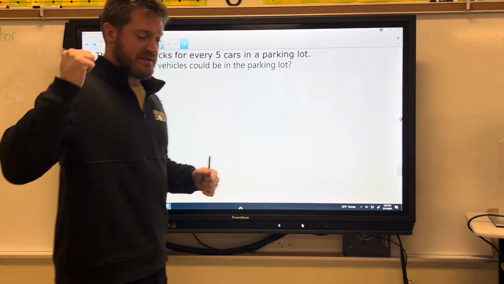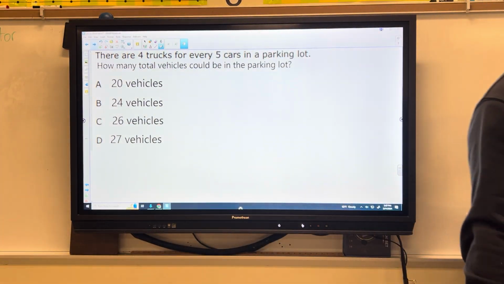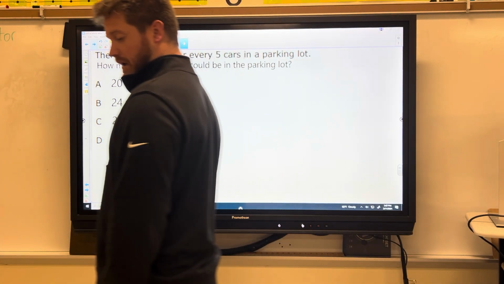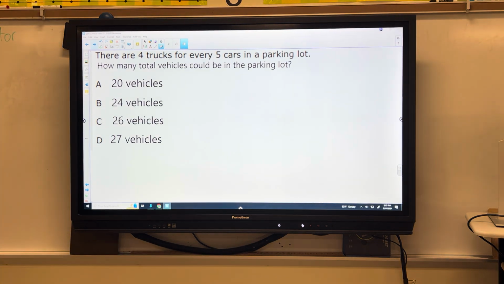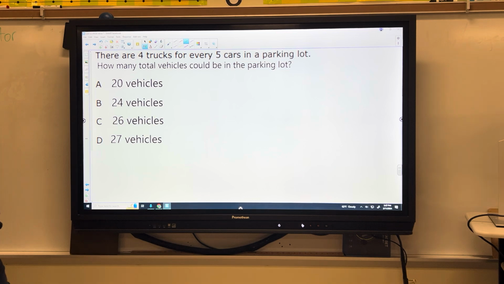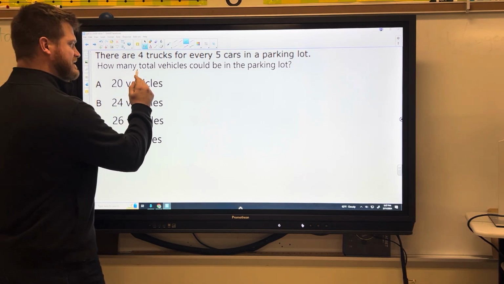So we're gonna look at a few examples here, and we gotta determine whether it's a part to part or a part to whole problem and why. So take a look at this one. It says there are 4 trucks for every 5 cars in a parking lot. How many total vehicles could be in the parking lot? Ask yourself, what keyword lets us know, is this part to part or part to whole? And if you said part to whole, you are correct because it says total vehicles.